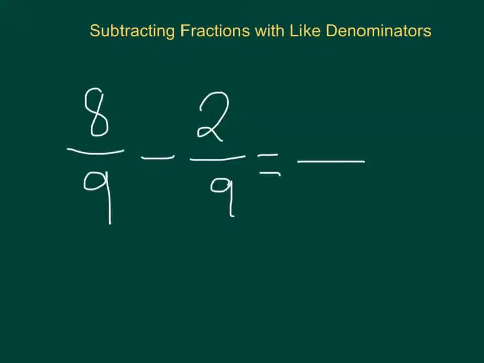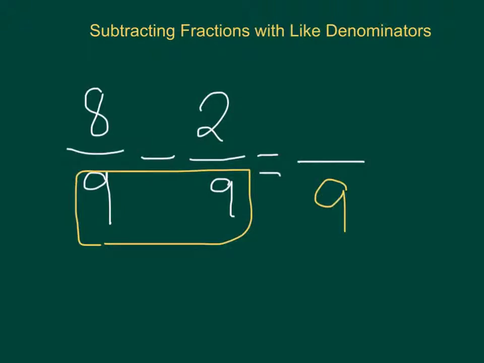Subtracting fractions with like denominators is very similar to adding them, except now you're subtracting. The same rule applies. If the denominators are the same, you're going to bring that right over into your answer, and then you would subtract your numerators. 8 minus 2 equals 6.